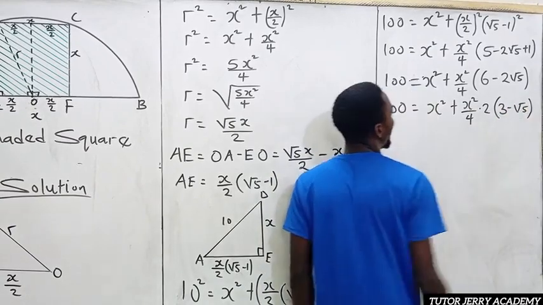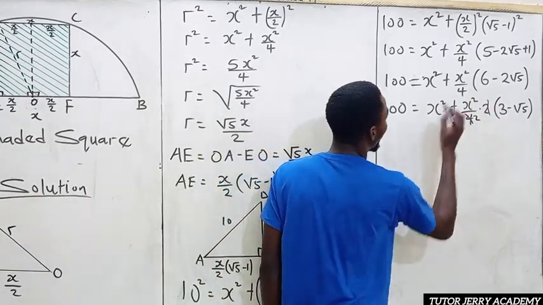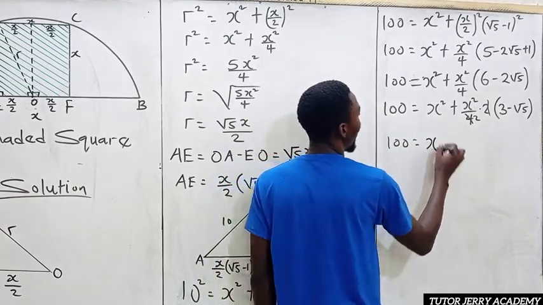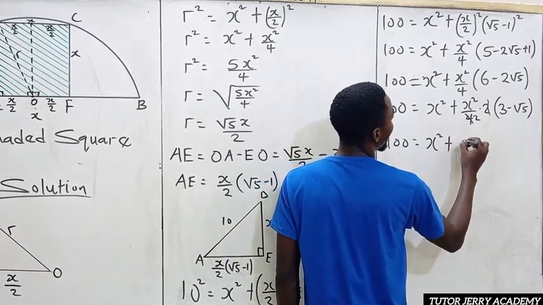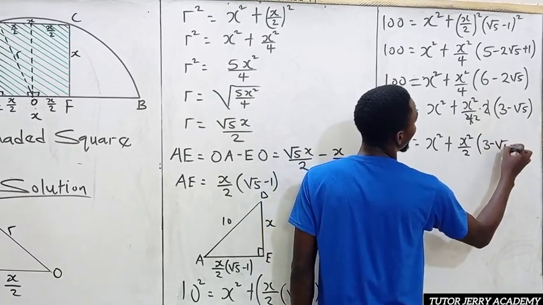Root 5. Alright. Now, it means that 2 here 1, 2 here is 2. So we'll be left with what? We're left with 100 equals to what? S squared plus what? Plus s squared all over 2 into what? 3 minus what? Root 5.